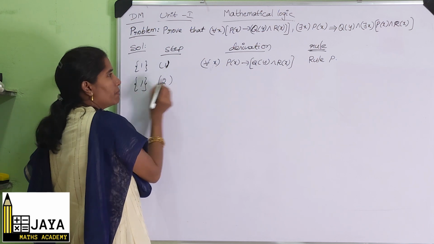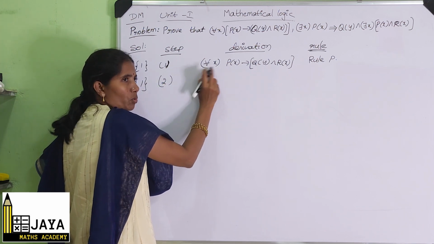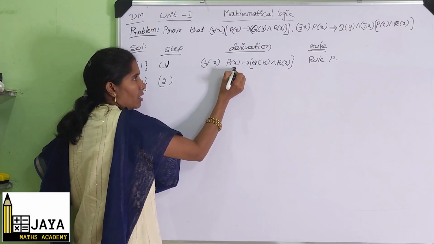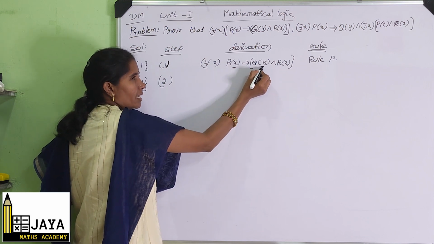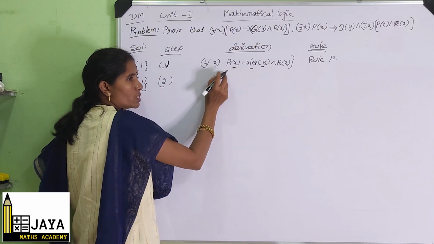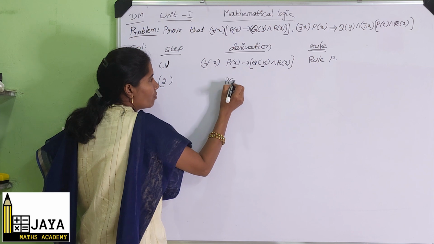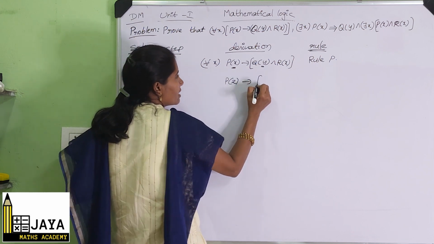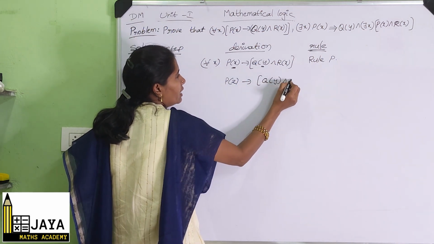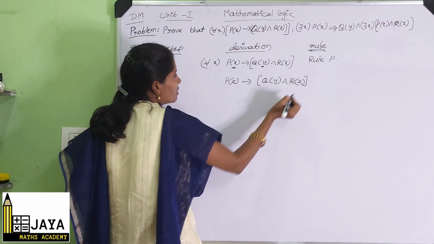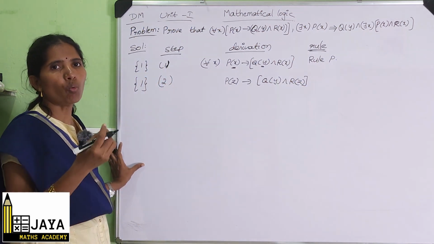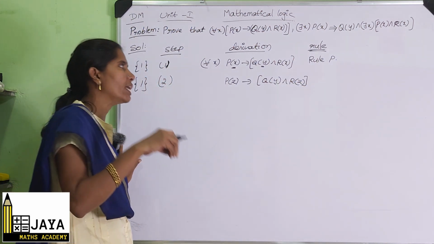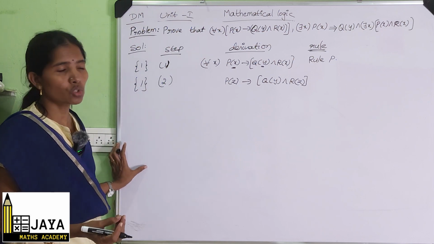Next, using this same premise, the formula to remove the for all x variable. Already y is there in this, so for the x I am using z. So p of z implies q of y and r of z.